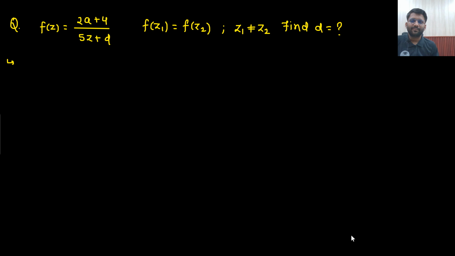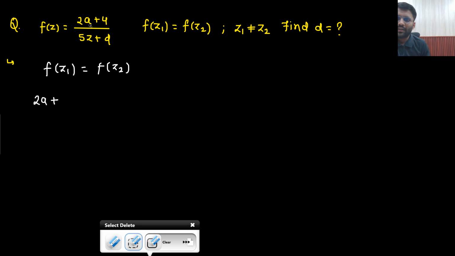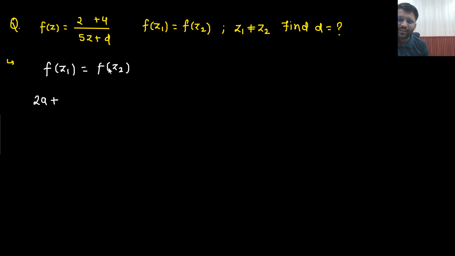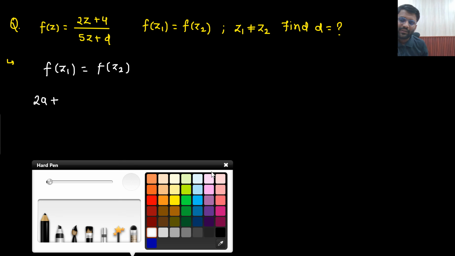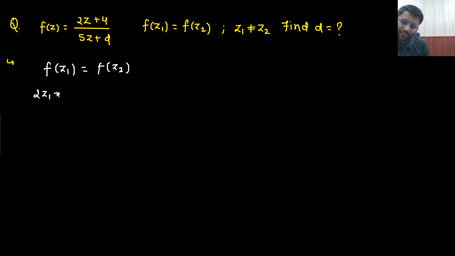Next one. F of z1 is equivalent to f of z2. You need to find out the value of d. So f of z1 is equivalent to f of z2. What does that mean? Sorry, what I am doing here. This is 2z. Sorry guys, this is 2z. So this is your 2z1 plus 4, 5z1 plus 4 is equivalent to 2z2 plus 4, 5z2 plus d, not 4, this is your d.